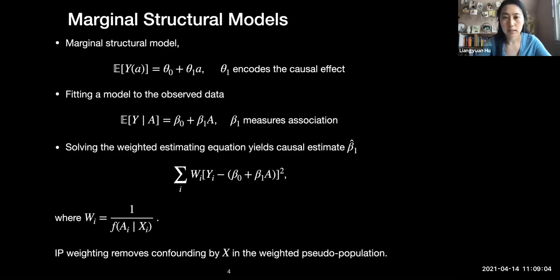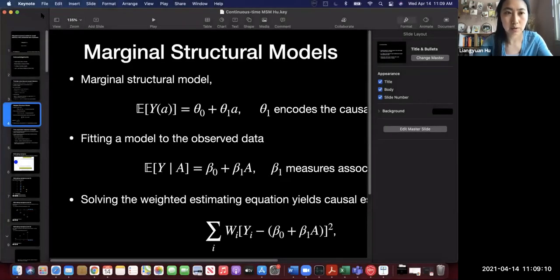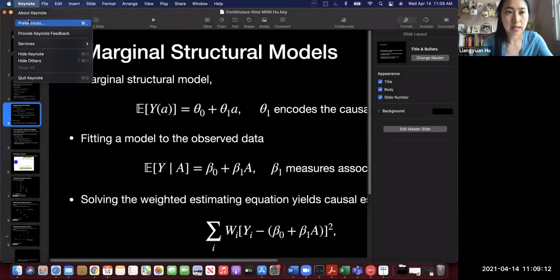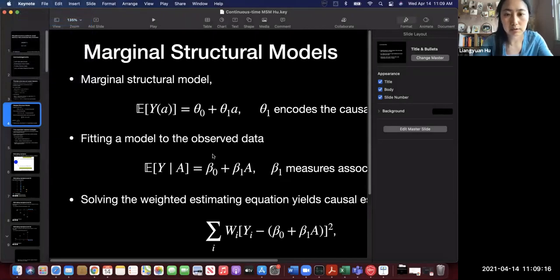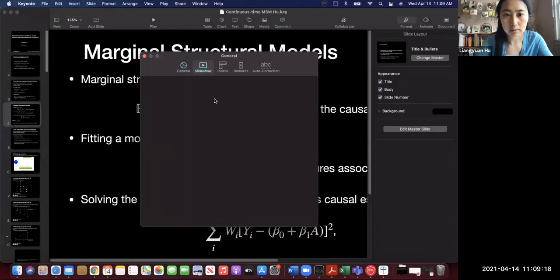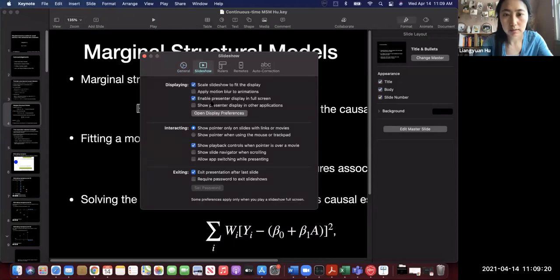Somehow I cannot show my mouse, so sorry, I just don't want to bring out my mouse pointer. I think it's okay.